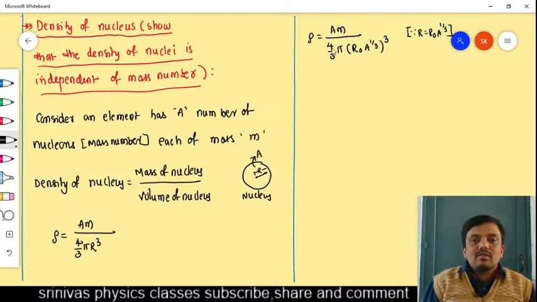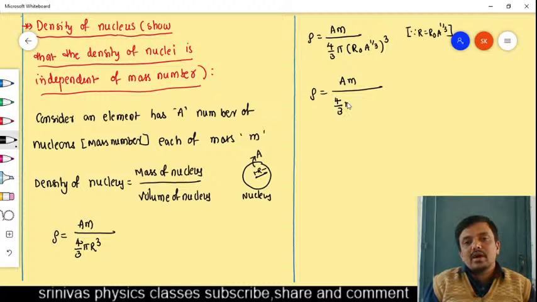Next step, we have to simplify it. This 3 goes to the numerator. Rho we write as M by 4 by 3 pi into R naught cube into A to the power 1 by 3 whole power 3. A to the power 1 by 3 whole power 3 is 1 by 3 into 3, which is 1, so we get A. This A and A will be cancelled. This 3 goes to the numerator. We will get 3M by 4 pi R naught cube.